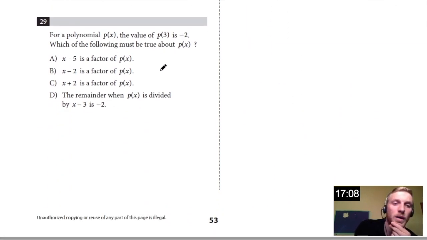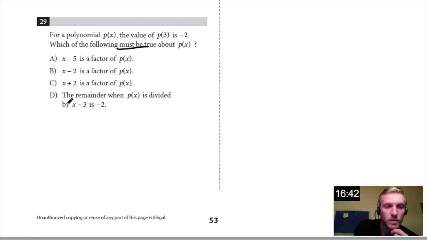Okay, 29. For a polynomial p of x, the value of p of 3 is minus 2. Which of the following must be true about p of x? Okay, read this. Right, so this is looking like a little bit of a tricky one. So we can say x minus 5 is a factor. Must be true. I don't know that we can say this. Don't know that we can say B is true. I don't know about C.